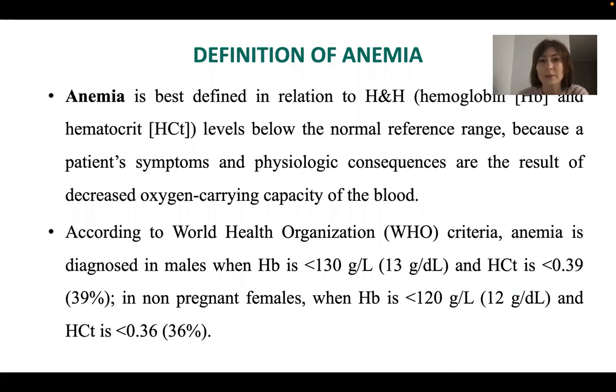Anemia is best defined in relation to H&H, hemoglobin and hematocrit levels below the normal reference range, because a patient's symptoms and physiologic consequences are the result of decreased oxygen carrying capacity of the blood. According to World Health Organization criteria, anemia is diagnosed in males when hemoglobin is less than 130 gram per liter and hematocrit is less than 39%. In non-pregnant females, when hemoglobin is less than 120 gram per liter, and hematocrit is less than 36%.